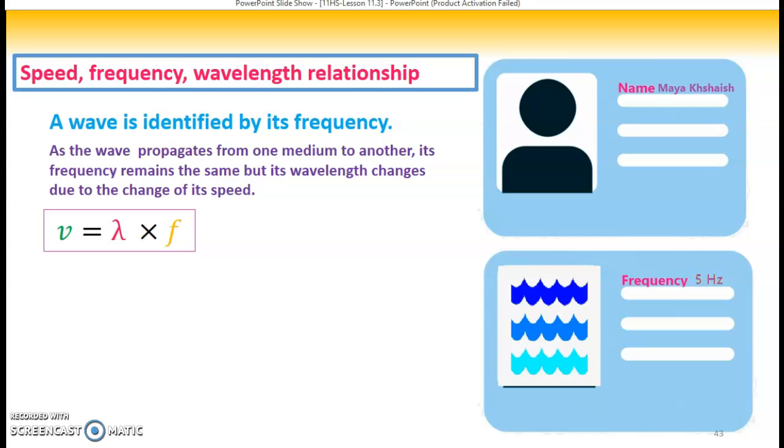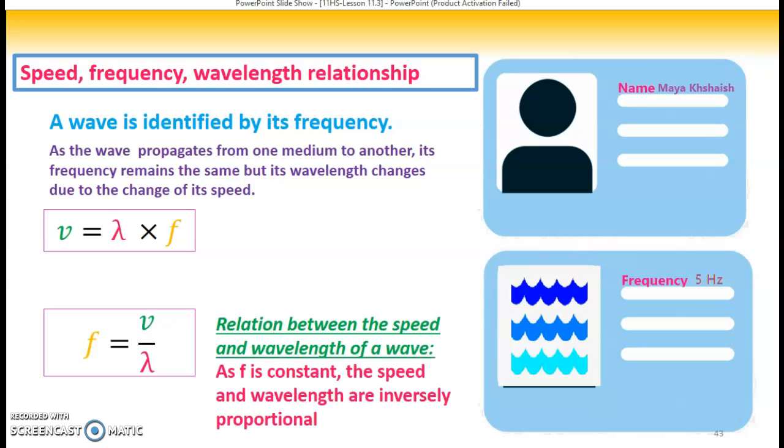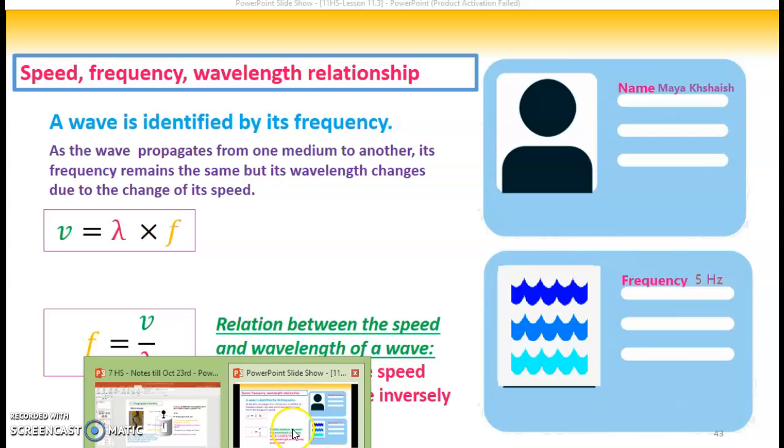So now we have that V equals lambda times F, already proven. We can say that F equals V over lambda. Divide both sides by lambda. We get that F equals V over lambda. Now for the same wave, we have that F equals V over lambda. So for the same wave, the frequency remains constant. This means that this ratio of V over lambda is constant. And mathematically, we know that if the ratio of two parameters is constant, this means that they are directly proportional. So here, it's not inversely proportional, they are directly proportional.